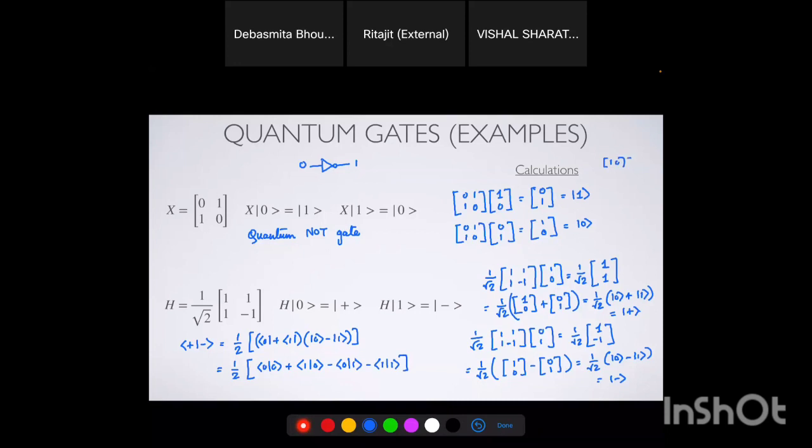So let's try, this is 0 and 0. This will be 1. So what we have is the inner product of 0 and 0 giving 1, this giving 0, this giving 0, this giving 1. So this is 0. So that means plus and minus are again orthogonal.